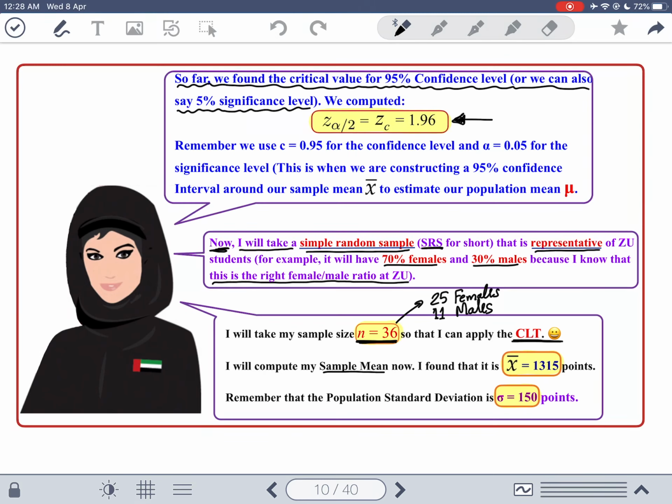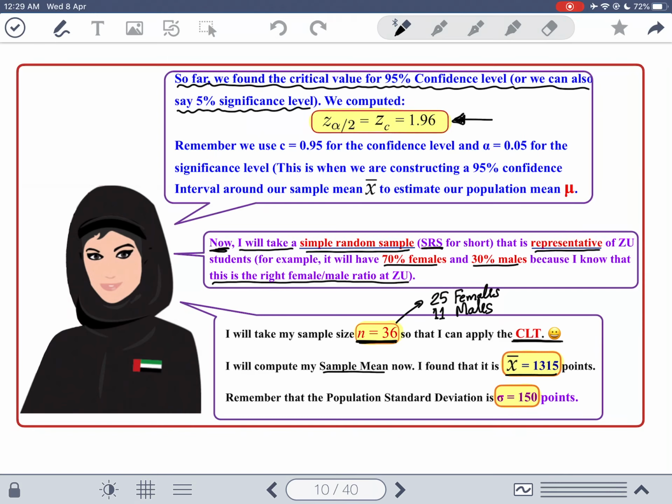What she means by simple random sample is that she will choose her sample to be representative and random at the same time. So one way is, for example, to let the computer generate it. Like she has the list of names of all the students in Zayed University Abu Dhabi campus. She will just pick 25 females at random and 11 males at random. And then she will ask them one by one by email, let's say, what was your MSAT score before you joined Zayed University? Then she will take all these numbers, add them up, and divide by 36.